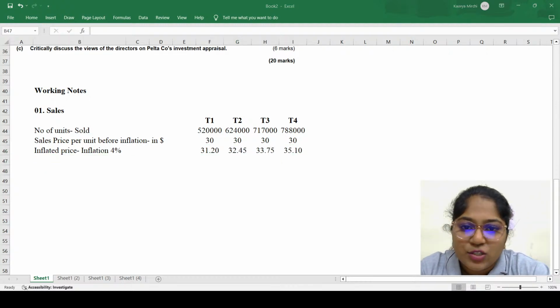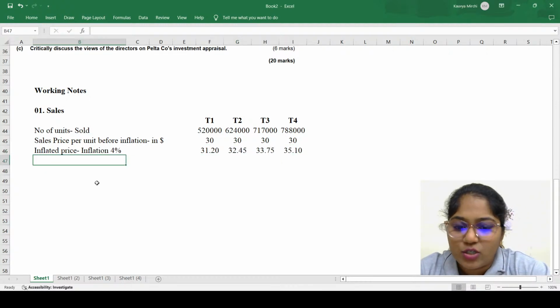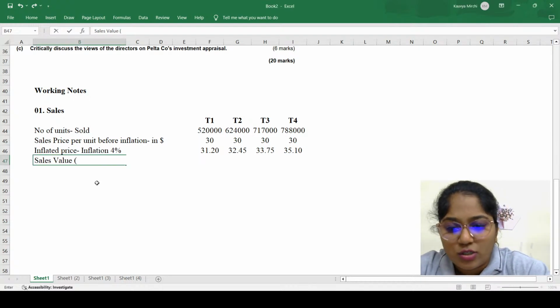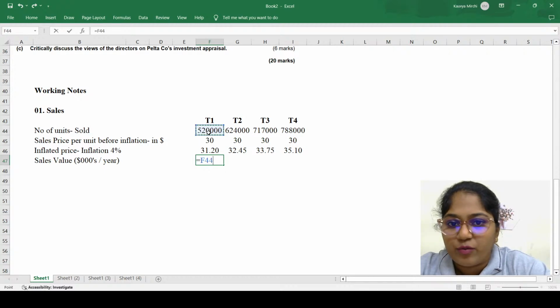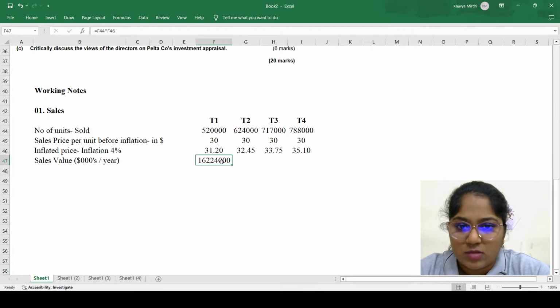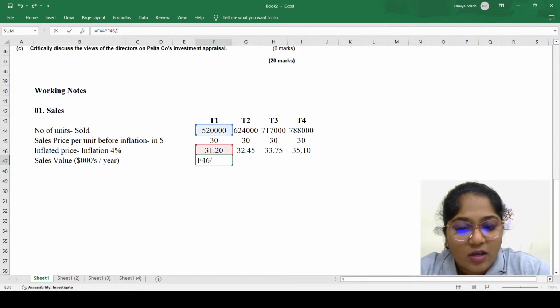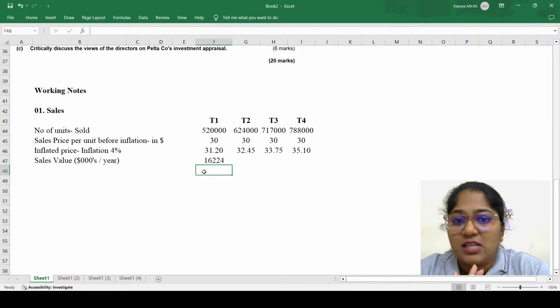So now tell me, what is the total sales value? I would keep my calculation very simple. I want everything in $1,000, thousands per year. This is what I want to find out. So I am going to produce 520,000 units, multiplied by my sales price of $31.2, and divide this by 1,000. Why divide by 1,000? So that my answers are in $1,000, as I am already calculating in thousands.